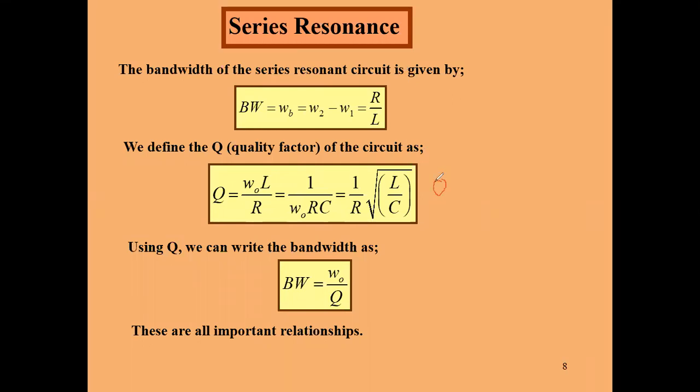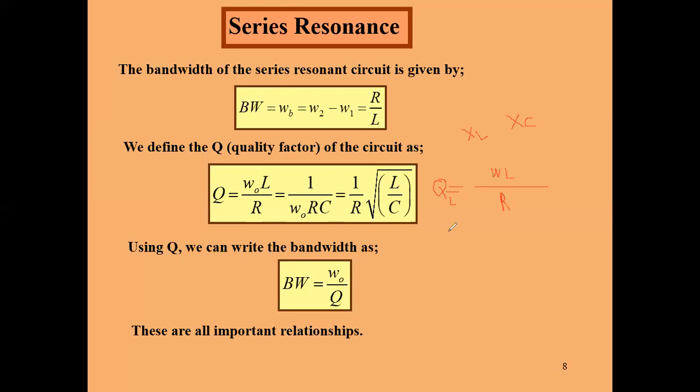The value of that Q is nothing but equal to the ratio of the reactive power, and reactive power here is nothing but the XL, because XL is the inductive reactance and XC is the capacitive reactance. So the Q is nothing but 2 pi into maximum energy stored divided by energy dissipated per cycle, or generally the Q factor for that coil, for the inductor, we give as W0 L divided by R.